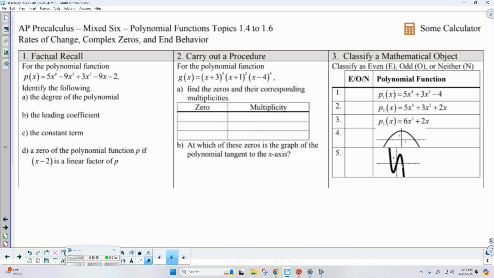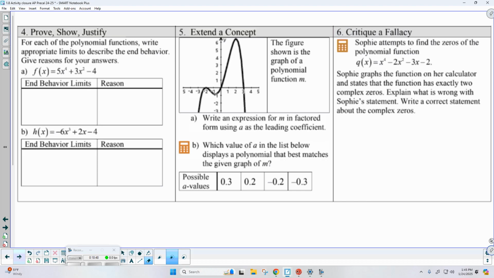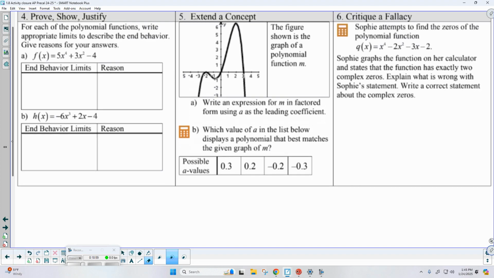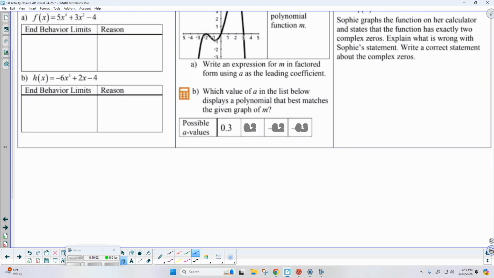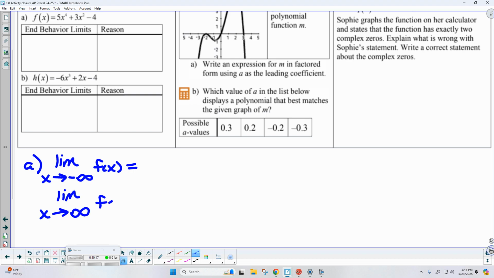Okay, so let's see here. Prove, show, and justify. For each of the polynomial functions, write appropriate limits to describe the end behavior. Give reasons for your answers. I'm going to write this down here where I have a little more room. It doesn't say it specifically, but let's go ahead and write out the limit statements. For part A, I'm looking to find the limit as x approaches negative infinity for f of x, and then the limit as x approaches positive infinity for f of x. We're going to provide the limits first, and then I want you to tell me the reasoning.